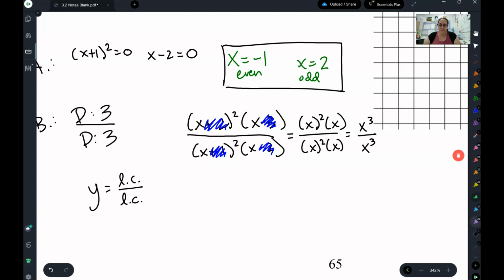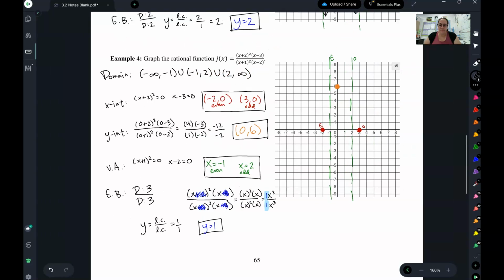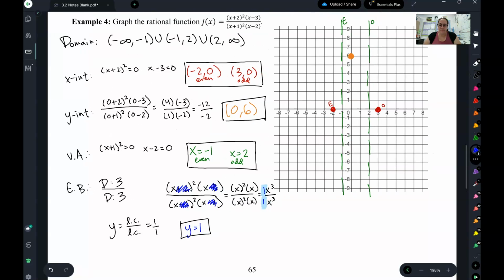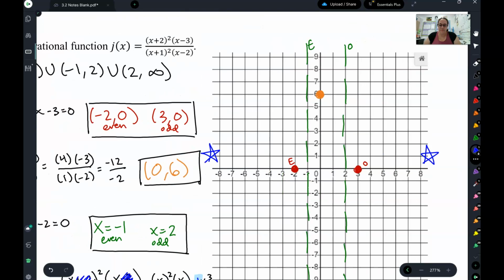And the nice thing about doing it this way is these numbers in front are your leading coefficients. So my leading coefficients are 1 over 1. So my end behavior is 1. So now I have my star at 1. And now I can graph.